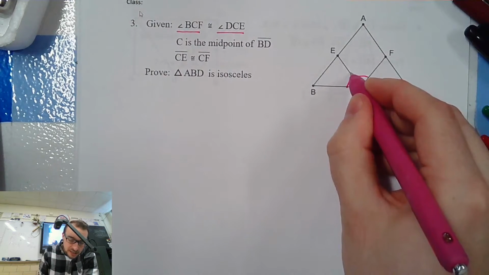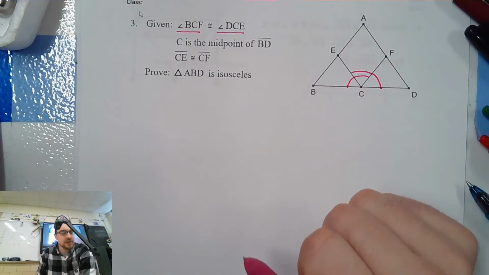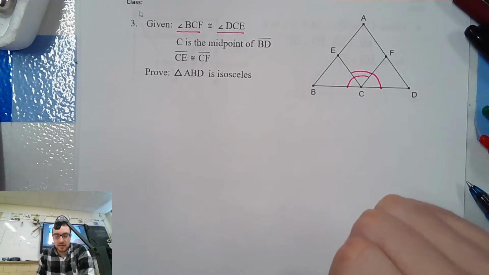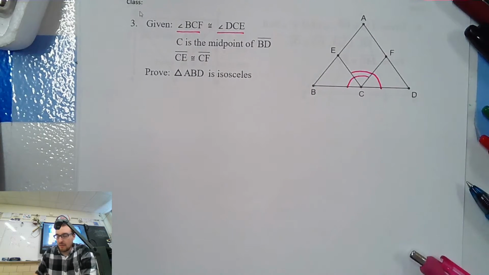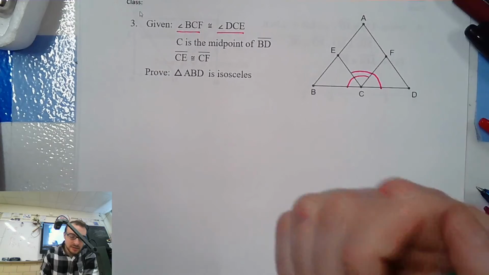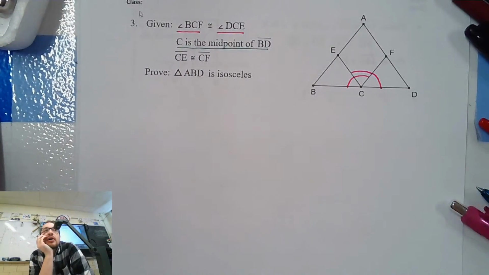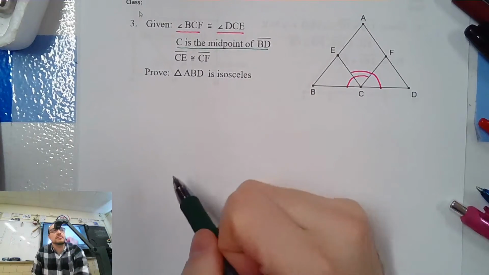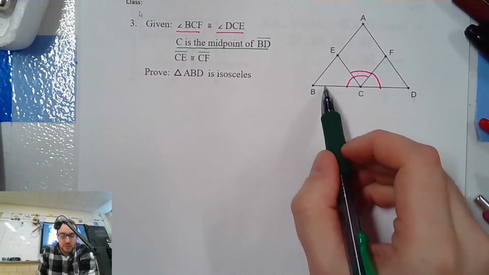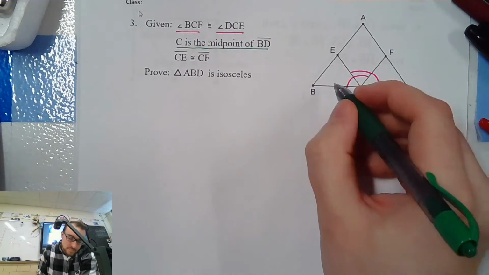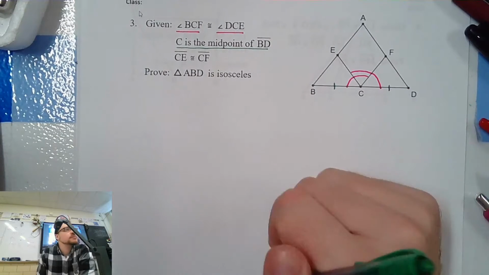And then DCE, which is this angle, and this one are congruent. We know that C is the midpoint of BD. What does C being the midpoint of BD mean? What does this mean? Middle. It's in the middle of BD, which means what? DC and CB are, yeah, these two are congruent, right?